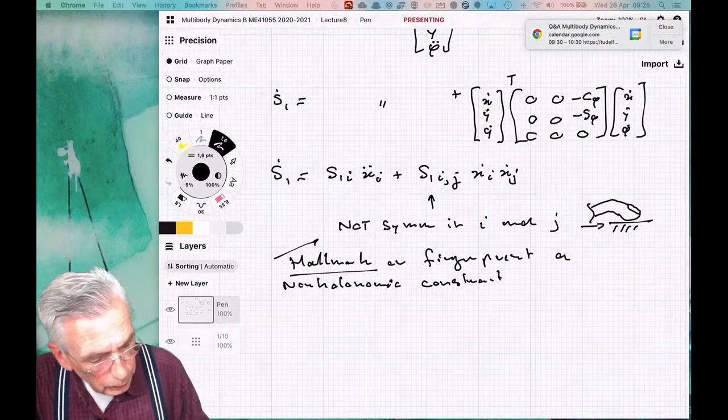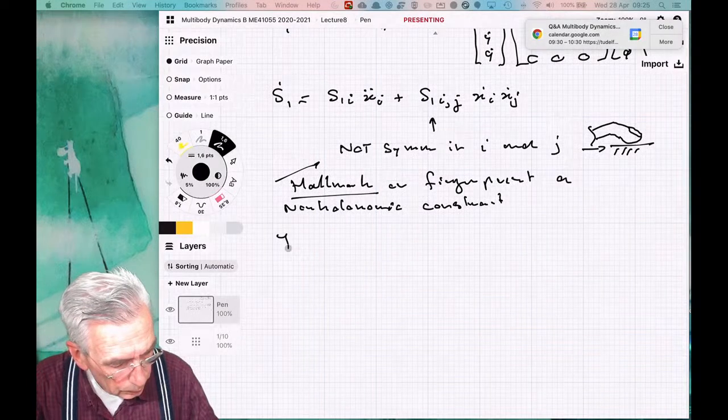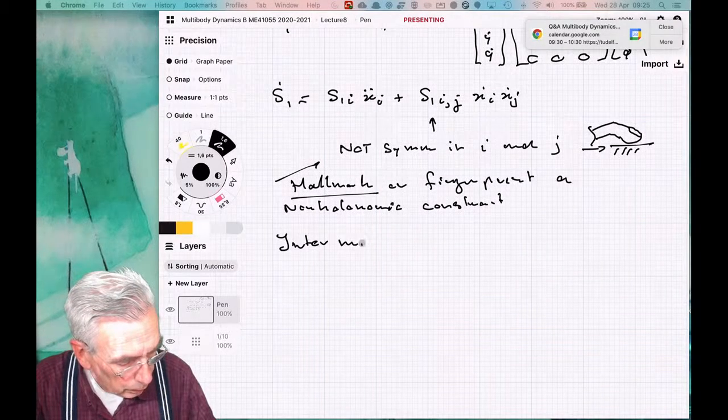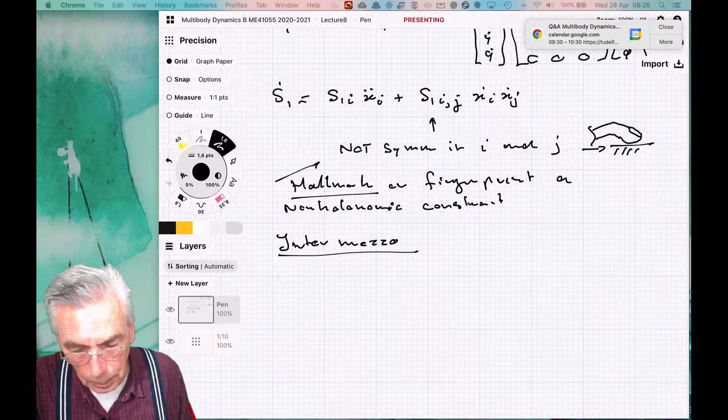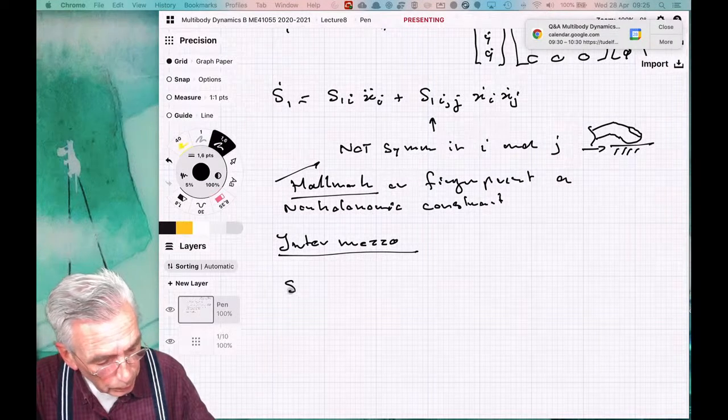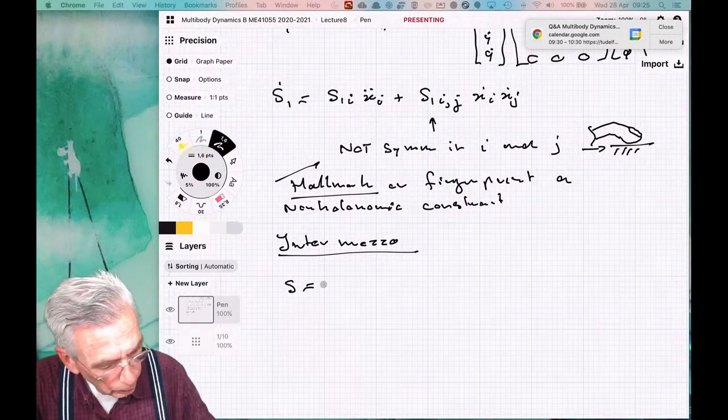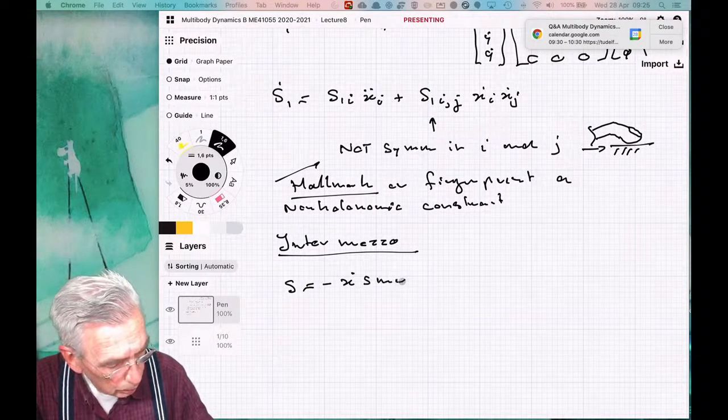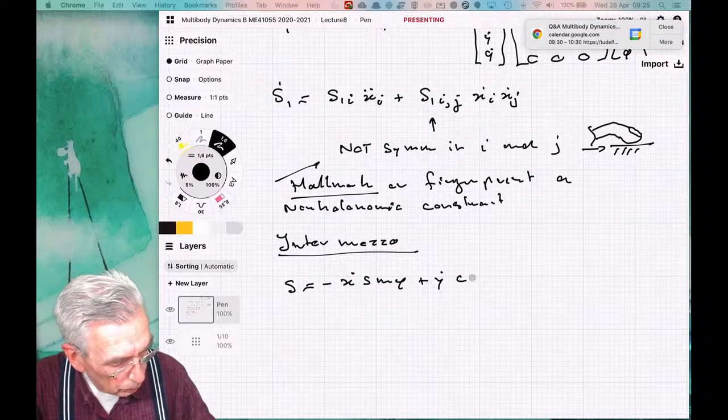The hallmark intermezzo, because you would say, why are you telling me this? Well, I'm telling you this because we have this expression. S is, what did we have? Minus x dot sine phi plus y dot cosine phi, right?